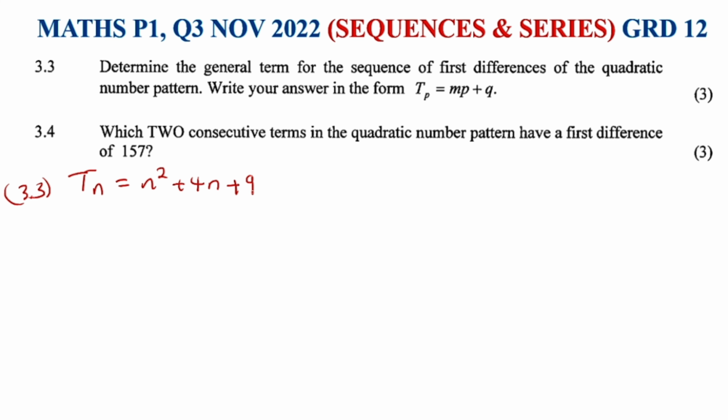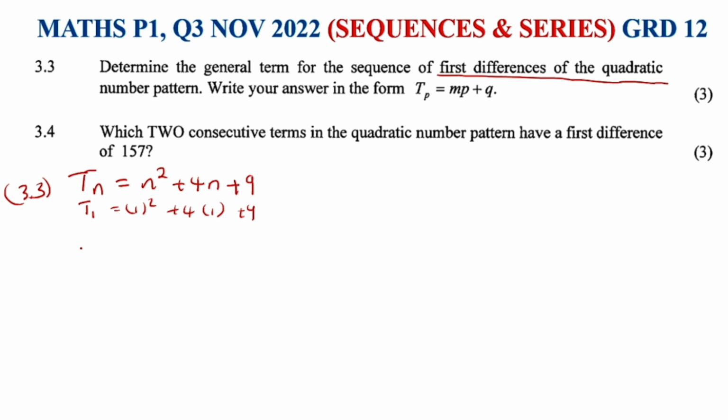They are saying the sequence of the first difference of the quadratic pattern. Write your answer in the form Tp = mp + q. They are referring to the first difference of the quadratic pattern, so let's first find out what the quadratic pattern is. You just have to say T1, where we substitute 1: 1² + 4(1) + 9.